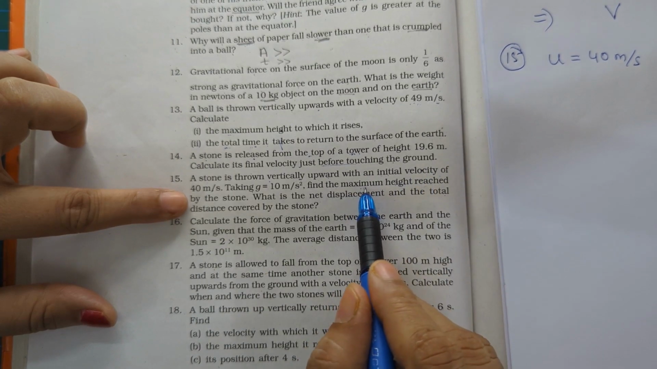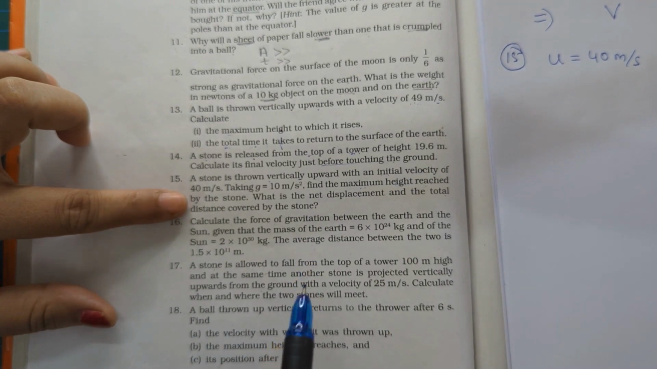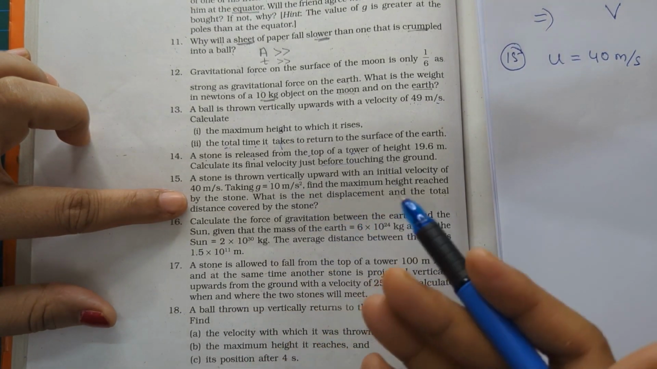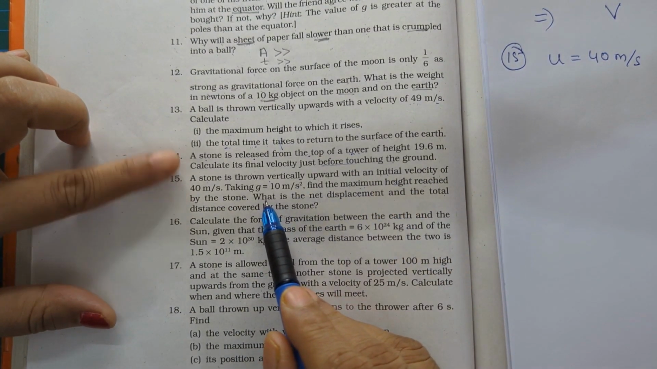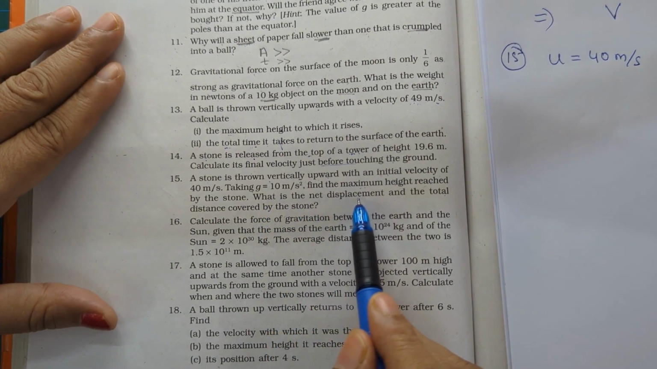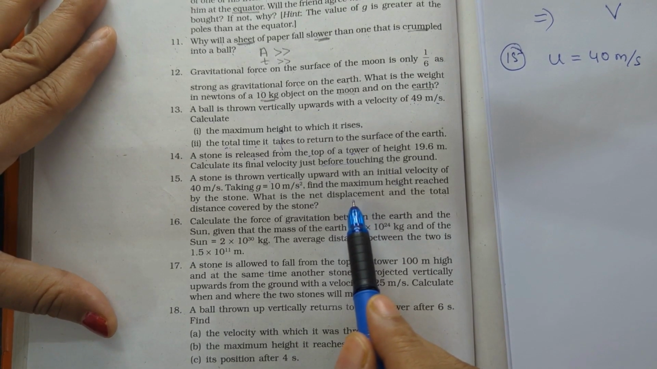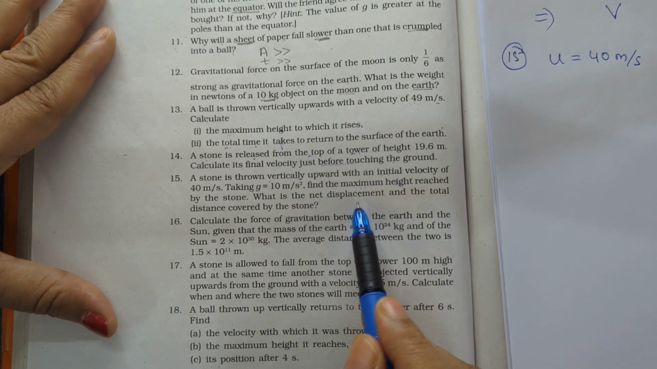But keep this in mind: if the stone reached maximum height, after that it must have fallen down to the surface of Earth. With that we have to tell what is the net displacement. From where the stone was thrown, it comes back to the same location. So net displacement turns out to be 0 because the initial position and final position of the object are the same.